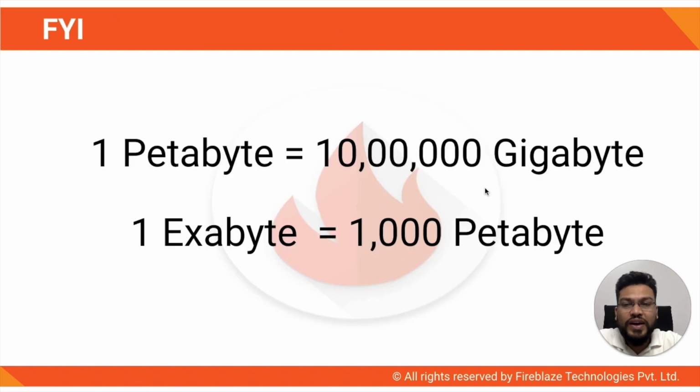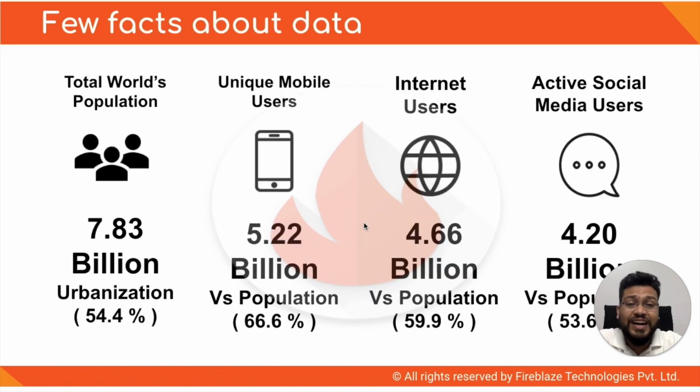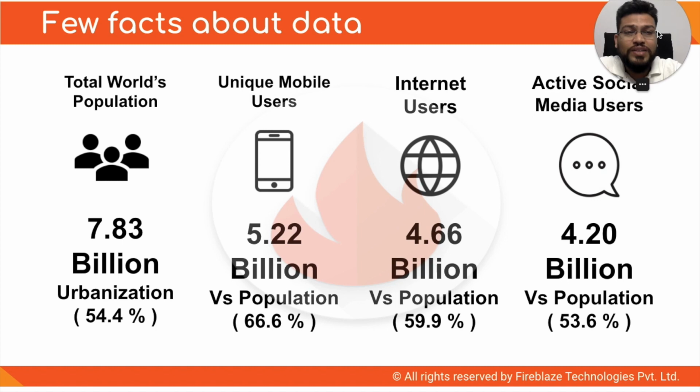So if we move ahead, 1 petabyte is like 10 lakh gigabytes and 1 exabyte is like 1,000 petabytes, right? So that is the amount of data which is being processed nowadays. And trust me, no one expected this data to come. Now, these are the current facts. These are the ones which I've taken very recently, from Jan 2021.